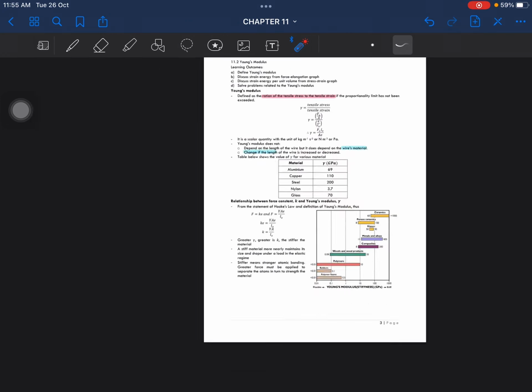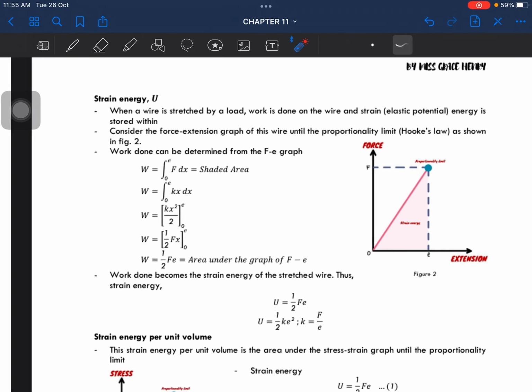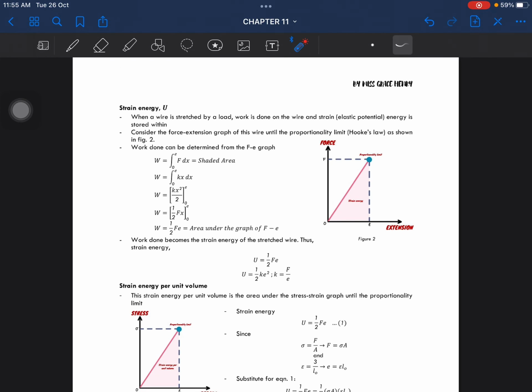Okay, alright, okay, next is on strain energy. So strain energy formula, you just have to know the formula. The part here is basically the derivation lah. Okay, so strain energy can be calculated by using this formula here. So the work done, how do we calculate the work done, which is the strain energy lah? It is by using the force against extension graph, where we integrate it in terms of the extension lah.